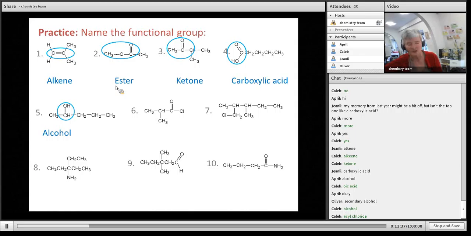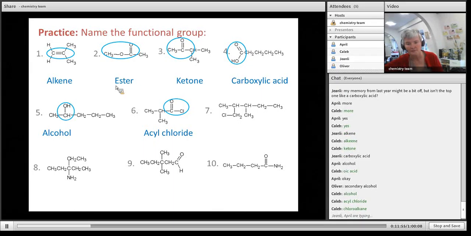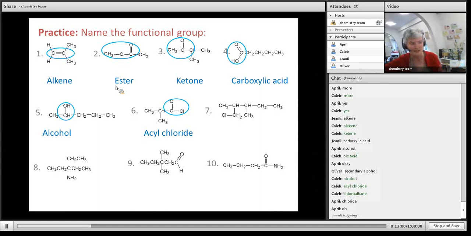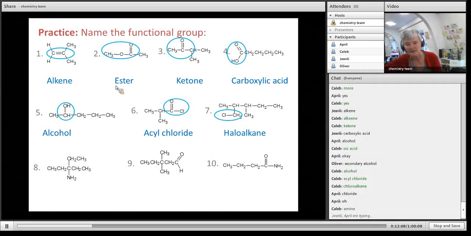Acyl chloride, correct. So it's a chloride bonded onto a carbonyl, and so it's not a haloalkane, because a haloalkane would have been bonded just to a normal carbon. This is bonded to a carbonyl carbon. Right, what about the seventh one? The chloroalkane or the haloalkane, great. Okay, and you can see that chlorine is attached to a normal carbon. What about the eighth one? Okay, good. An amine, right. What about the ninth one?